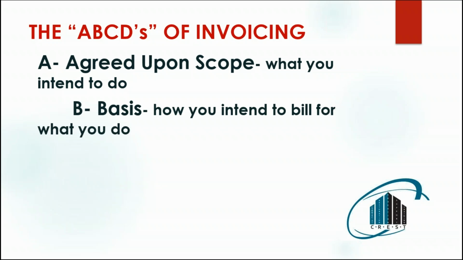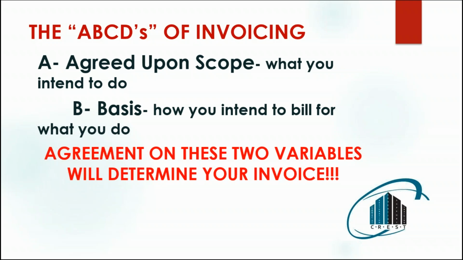B is basis. How do you intend to bill? Oh, the contractor's pricing is too high. That was our B hurdle before. Well, if we tell them how we're going to be billing and we show them our pricing mechanism in our list, there's no question about what we're supposed to do. If you get agreement on these two parts of your project, you will determine your invoice, and there should not be any question about its price, because you've established the scope and the basis by which you're billing. That's usually the only two things that go into an invoice: what we did and what we're charging for everything we did.